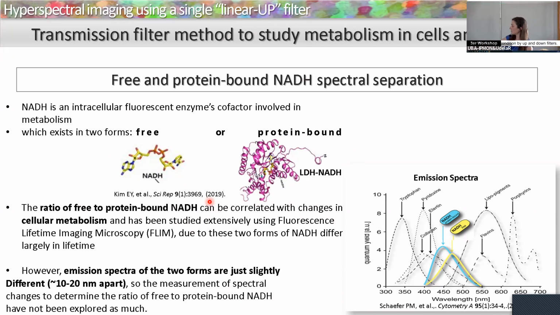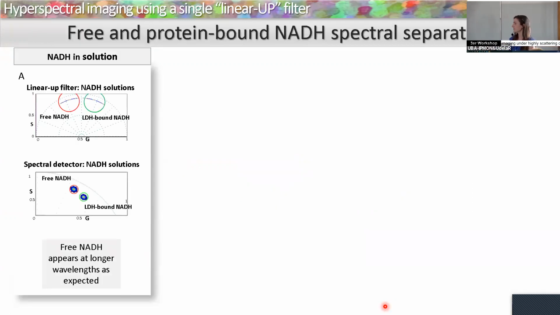But as you can see in this picture, the emission spectrum of free or bound NADH differs just slightly. So it has not been used that much, because they're very similar in their emission spectra, making it hard to differentiate these two species. But we wanted to test if, using our method, we could differentiate them using the spectral information.